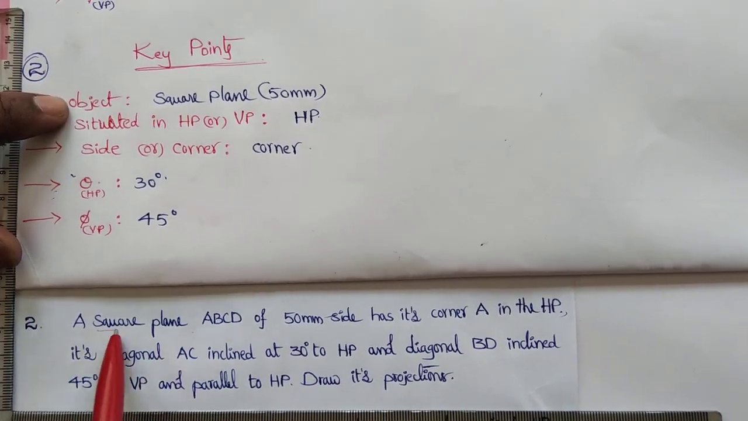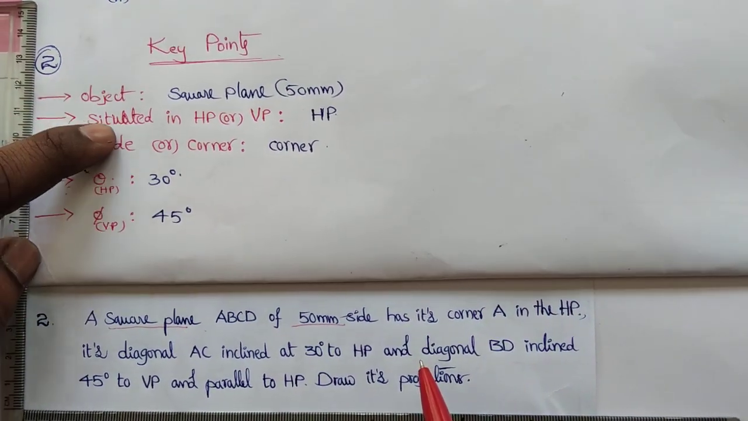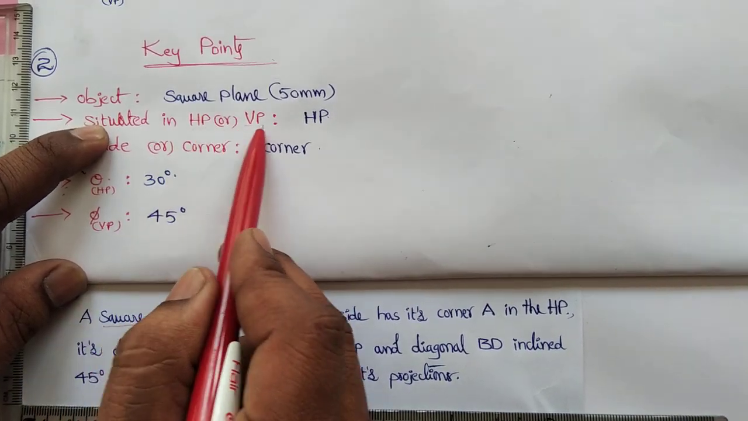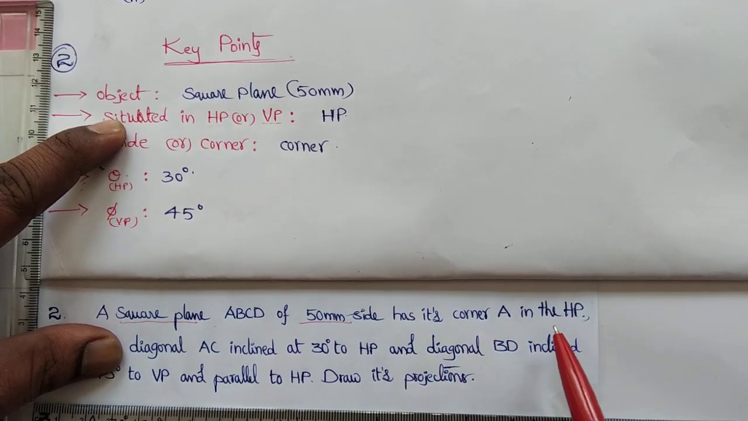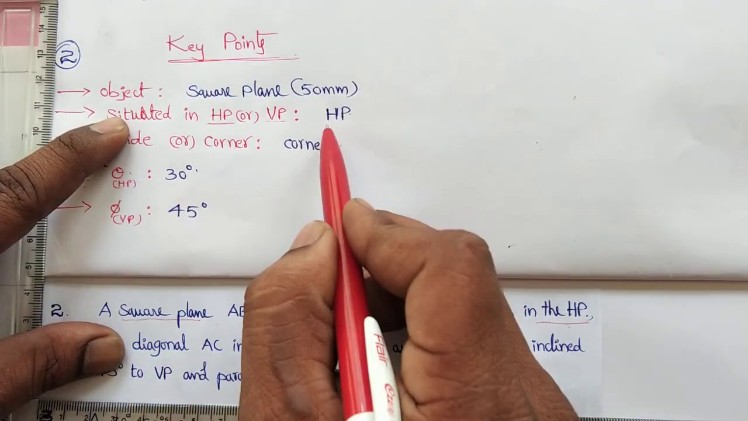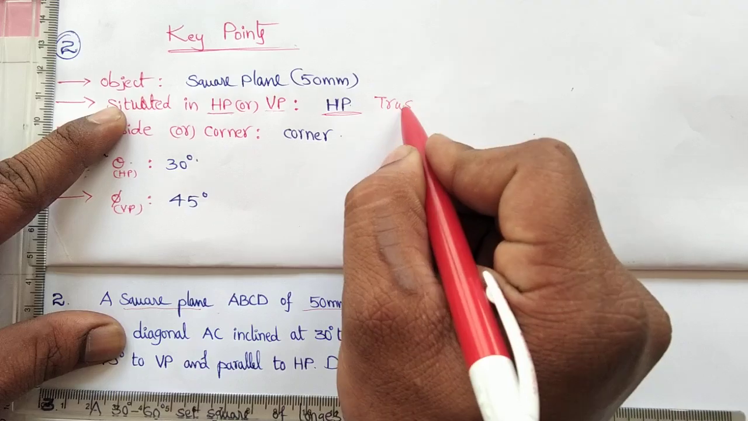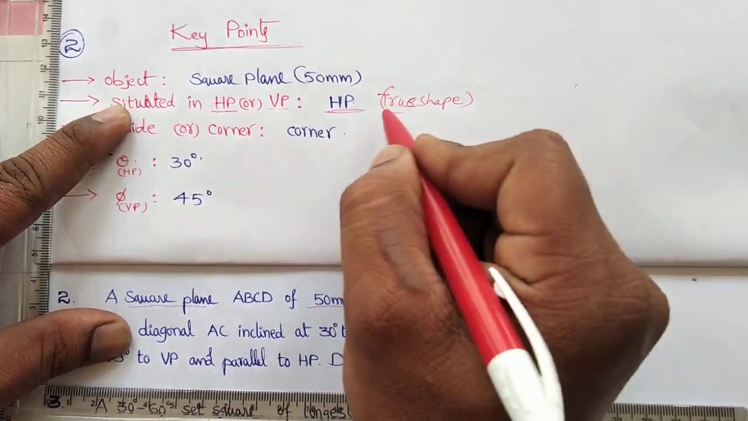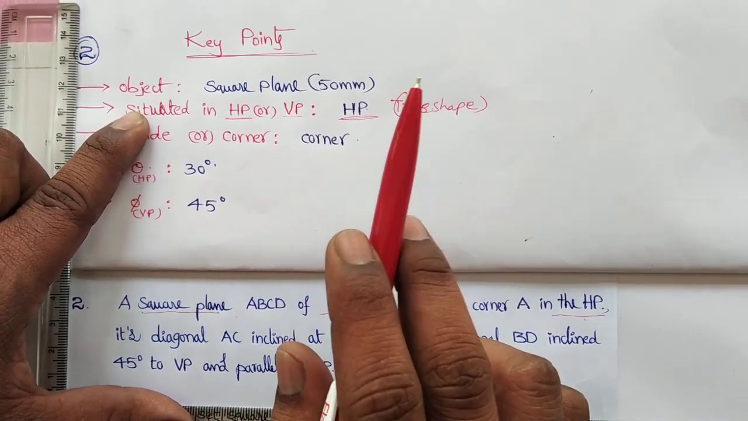Our object is a square plane of 50 mm dimension. And is that plane situated in the horizontal plane or the vertical plane? Here we have the key: it has its corner A in the HP. So the object is in the horizontal plane. That means the true shape comes in the horizontal plane. By this condition we can decide that the true shape comes in the horizontal plane in the simple position.